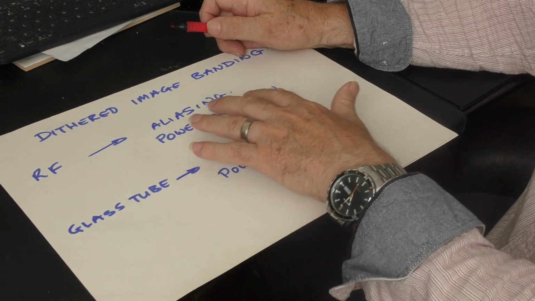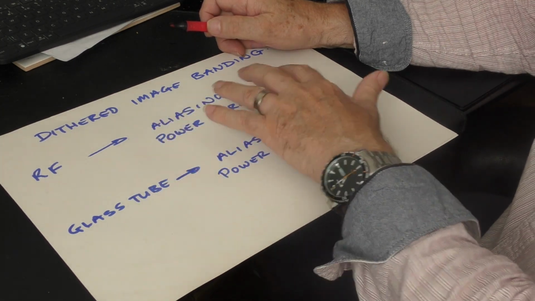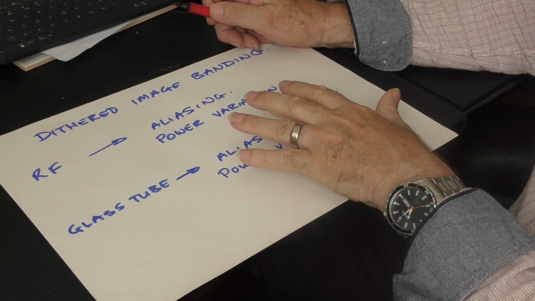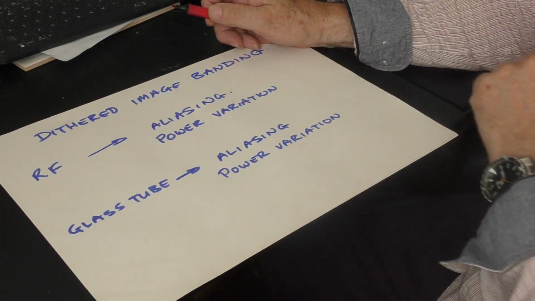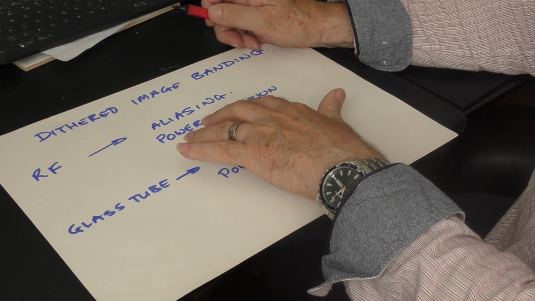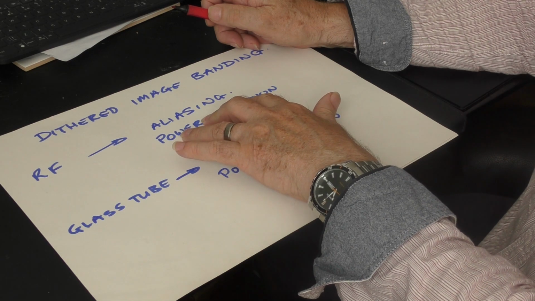So Danny's suggestion as to why my two dark bands appeared on the first picture cannot be true, because the RF machine is not a water-cooled machine, it's an air-cooled machine, and there is no power variation that can be occurring.